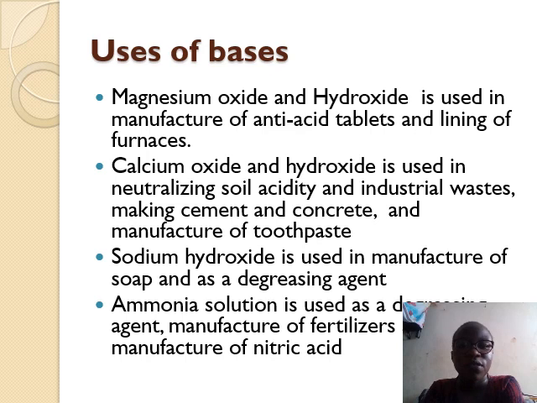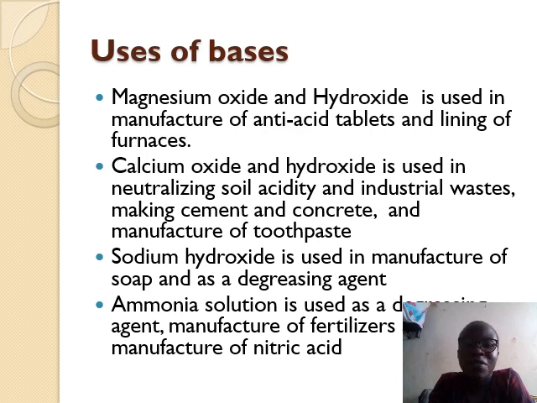Then we are going to talk about uses of bases. Magnesium oxide and hydroxide are used in the manufacture of anti-acid tablets and lining of furnaces. The anti-acid tablets made from magnesium oxide and hydroxide are used to neutralize the hydrochloric acid produced by the stomach.